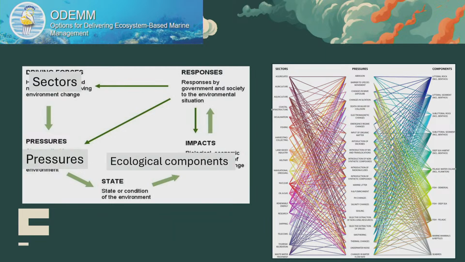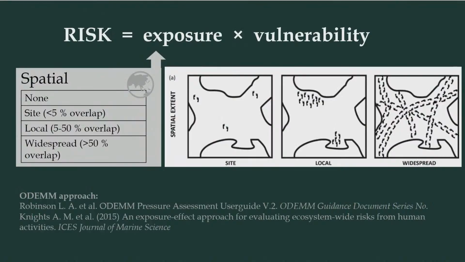Okay, so we're in the business of assessing risk. So risk of negative impact is a factor of exposure, so that's considering exposure in space and time, and also vulnerability. So when we're trying to assess that spatial overlap between the pressures and the ecological components, we have this system where we have these quite broad categories. So there are 4 categories there. No overlap would have the lowest score, and widespread overlap would have the highest score.